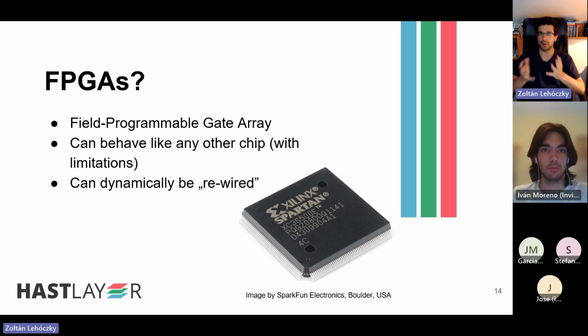FPGAs, or field programmable gate arrays, are basically computer chips that can behave like any other computer chip, within some limitations, of course, since they all have a specific capacity. This means that they can be dynamically rewired pretty much. So, for example, if you want a chip that computes some physics calculations, you can program an FPGA to do that. If you want algorithmic trading on the stock market, you can program an FPGA to do that.